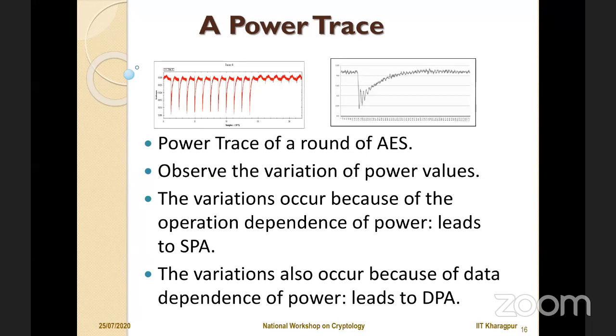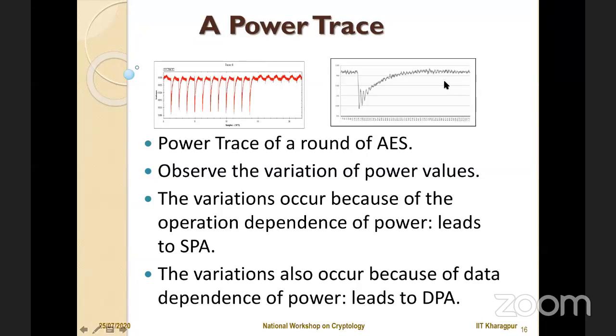But what you can do is zoom in further. The right trace you can see is a zoomed in version of one round, and you can see that there are still variations inside the round. At the beginning, you can see the variation which is typically for the sub bytes of AES, followed by the other parts of the AES algorithm.